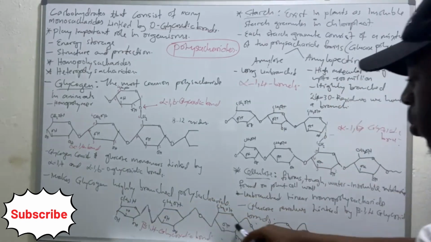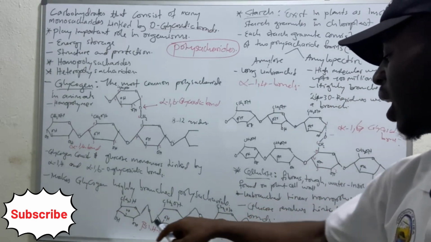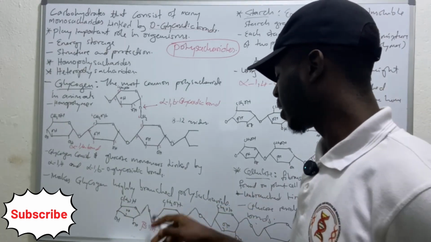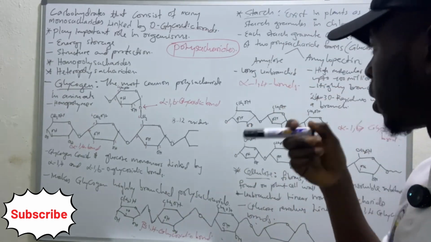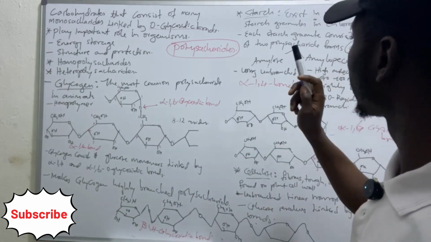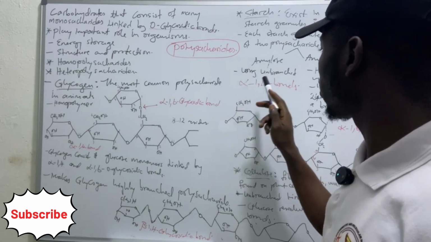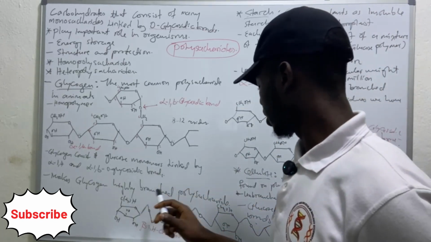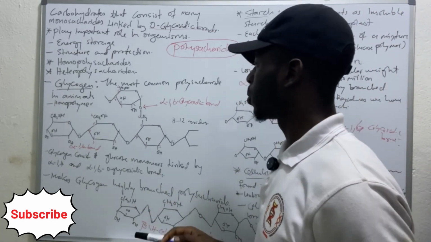So it is a linear molecule. There's no branching in cellulose, and the type of bonds that are found in cellulose is beta-1,4 glycosidic bonds. So the only difference between cellulose and amylose is that amylose has alpha-1,4 glycosidic bonds, while cellulose has the beta-1,4 glycosidic bonds.